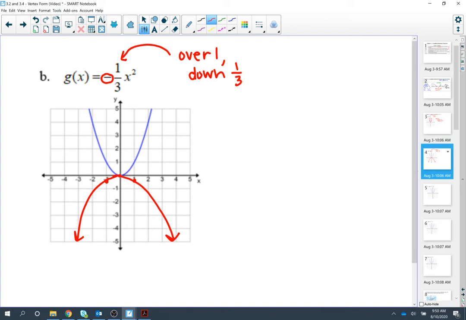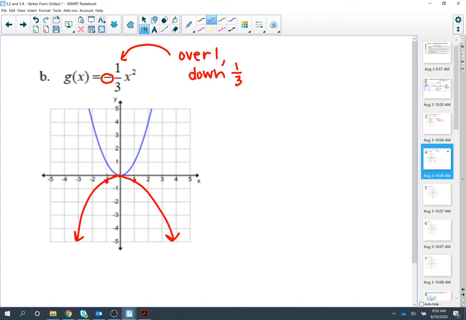Now, one other thing before we move on. This is not a linear graph. So you know how I just went over 1, down 1/3? And then I went over 1, down 1/3. You can't keep doing that. It's not like a line where you go up 2, over 1, up 2, over 1, up 2, over 1. This is not a line. So you can only do that once.